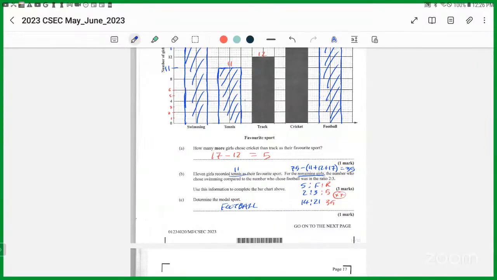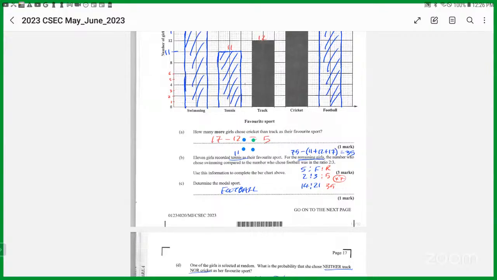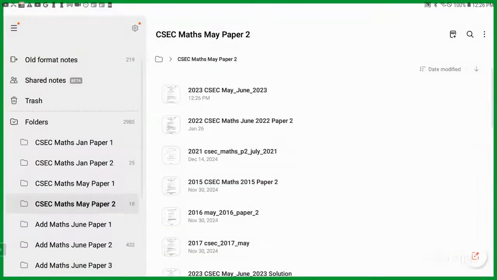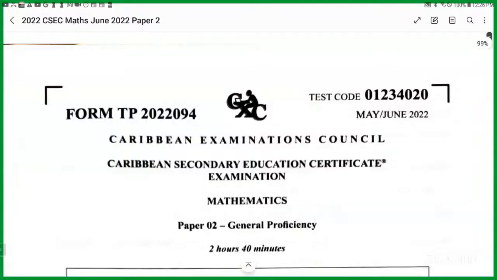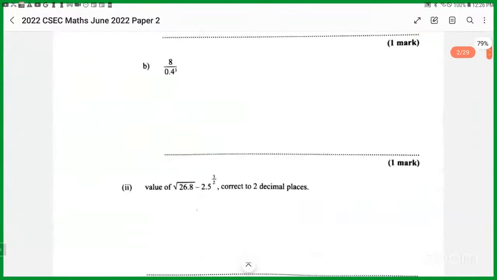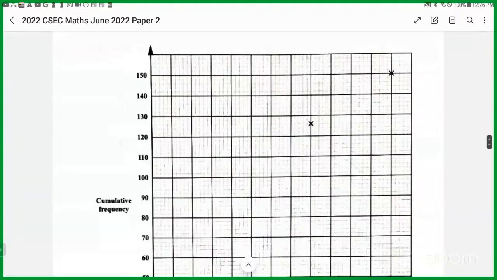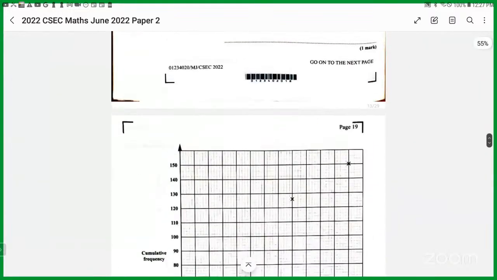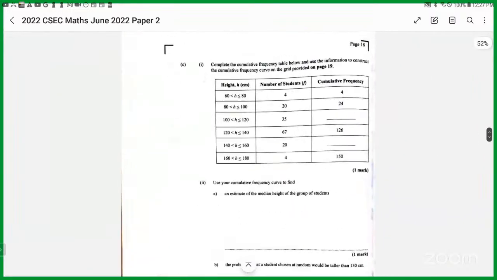All right. Let's see now. So it's 2022 next. 2022, January and June, I gave you. Let's do the 2022 right here now. This is the June 2022. Let's see this one now. Number 5. It's number 5 on your paper. There you go. I think this is it.